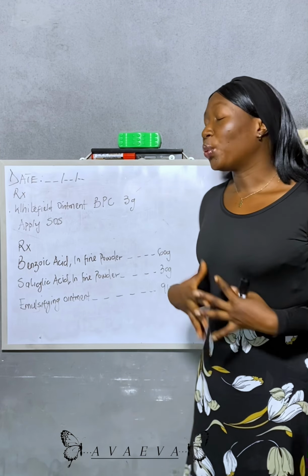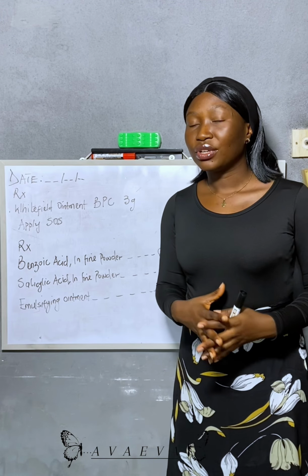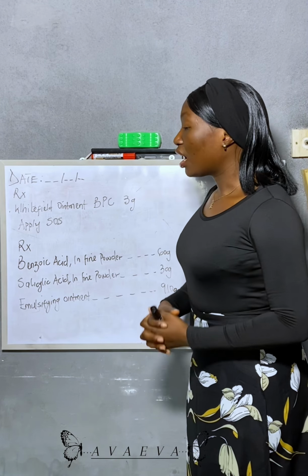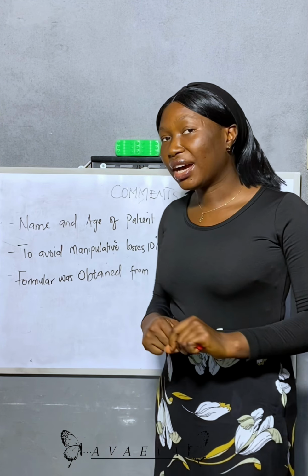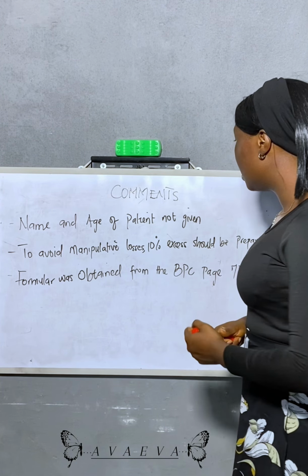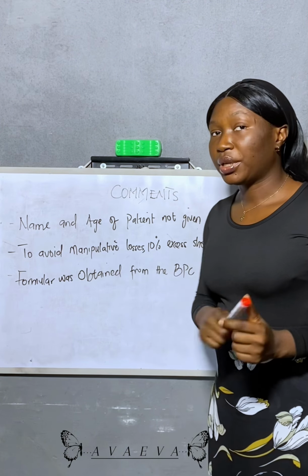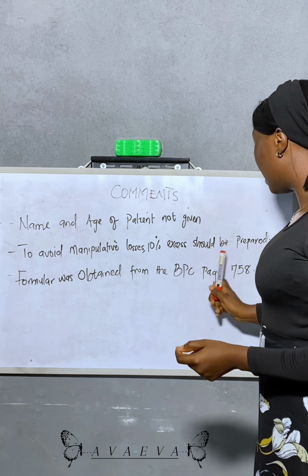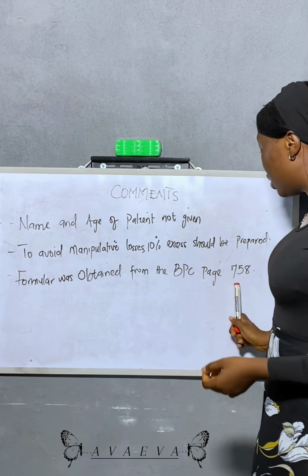And remember, whenever you have written down your ingredients this way, you need to closely observe. Your comments usually come from how best you can observe the ingredients, how best you can detect incompatibilities, and so on. For comments, we have something like this: name and age of patient not given. Then ointments also undergo some losses during preparation, so you have to prepare a 10% excess. So to avoid manipulative losses, 10% excess should be prepared. Formula was obtained also from the BPC, page 758.